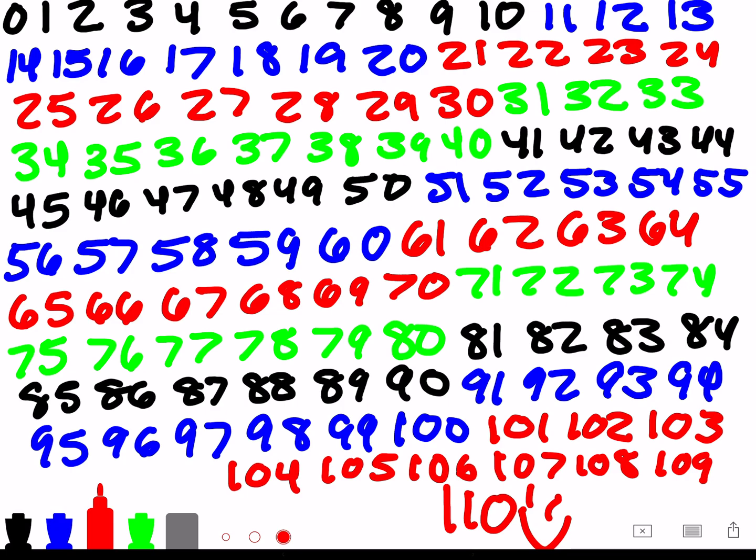There's my smiley face. Look at that beautiful math masterpiece. That's gorgeous. Look at those colorful numbers of the rainbow. It looks like a number full of Skittles.